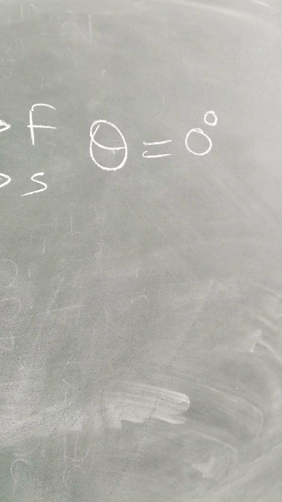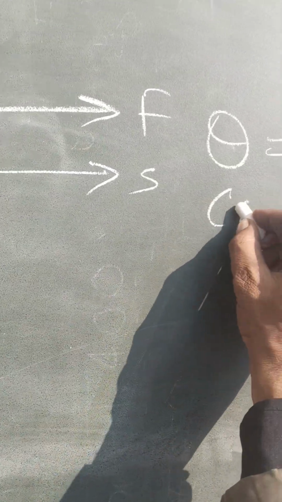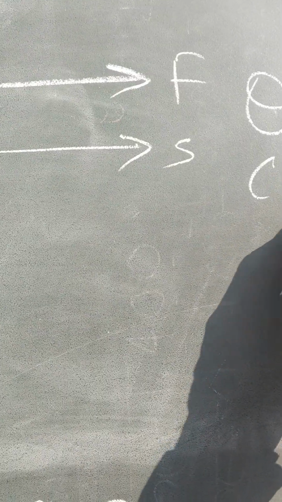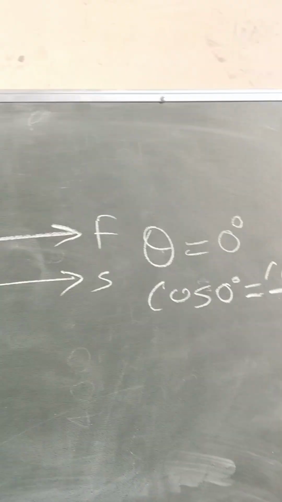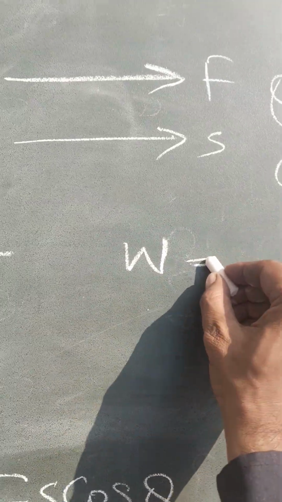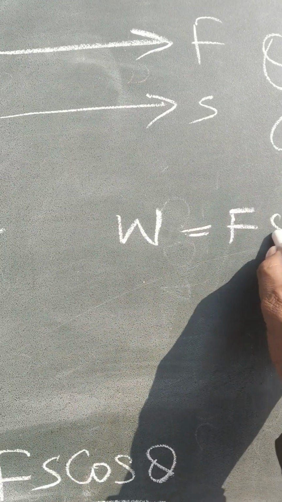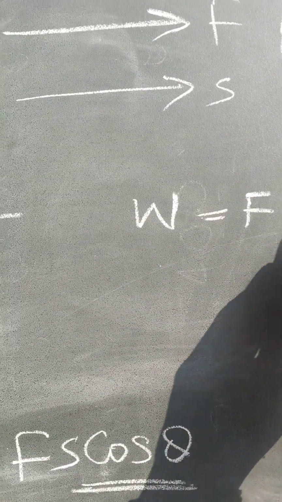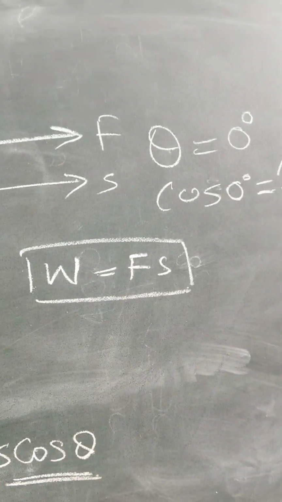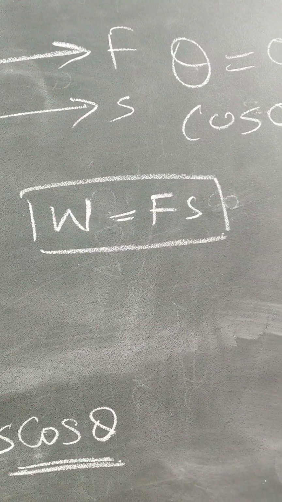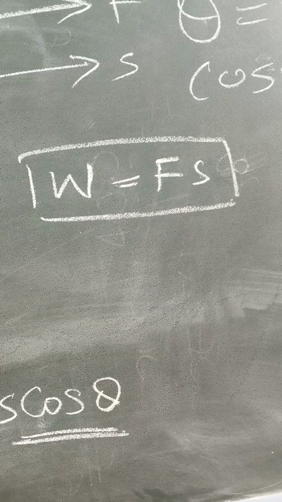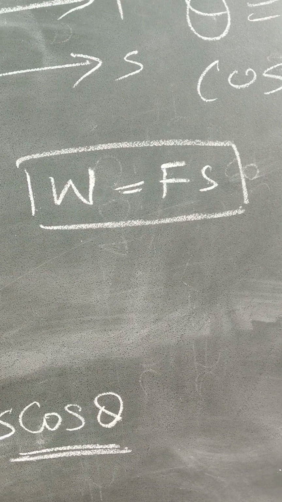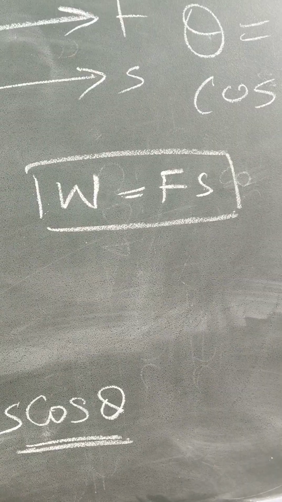So theta is 0 degree in this case, and cos 0 degree is 1. So work done comes out to be Fs, since cos 0 is 1. This is the simplest work done formula whenever the direction of force and displacement is the same. Then this is the simple formula you can use. Just multiply the magnitude of force and displacement and you would get the work done.